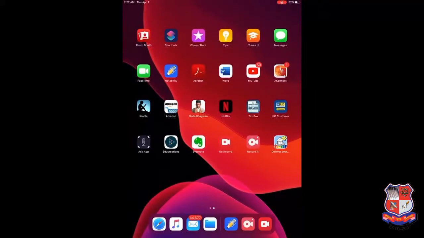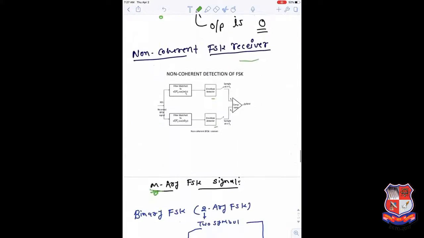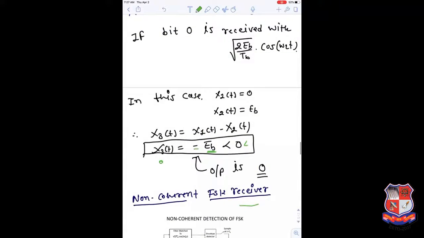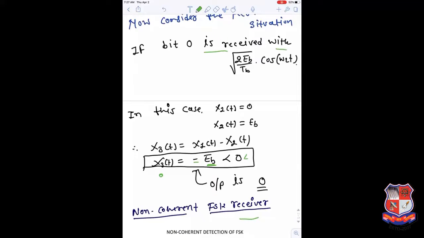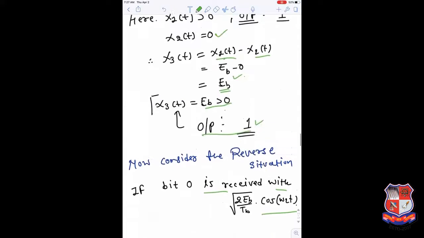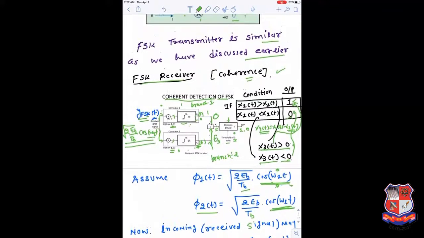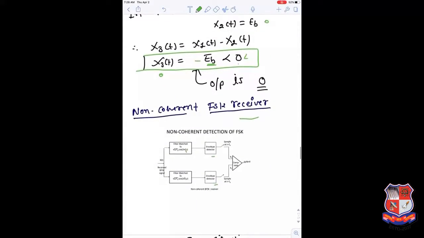If you further take the difference here, in that case, if the 0 bit is received, then x1 of t would be 0, and x2 of t would be Eb. If you take the difference, we are getting minus Eb, and that is less than 0. So the threshold detection will see that the difference is negative, and the decision will be taken in favor of 0. So 0 will be decoded successfully.